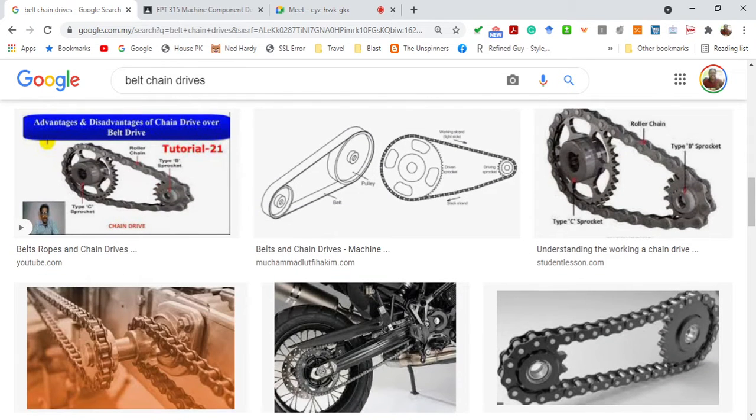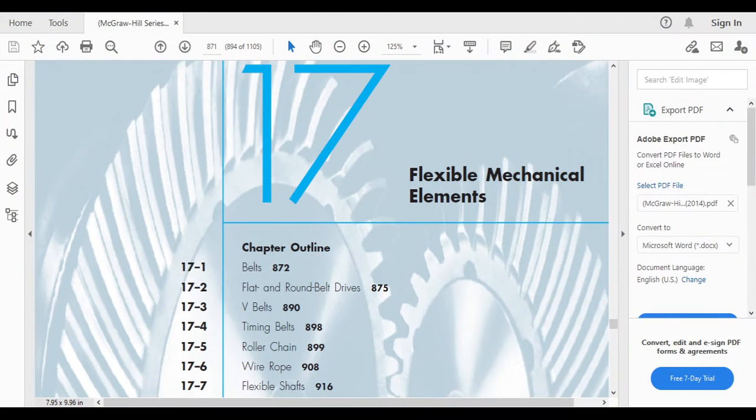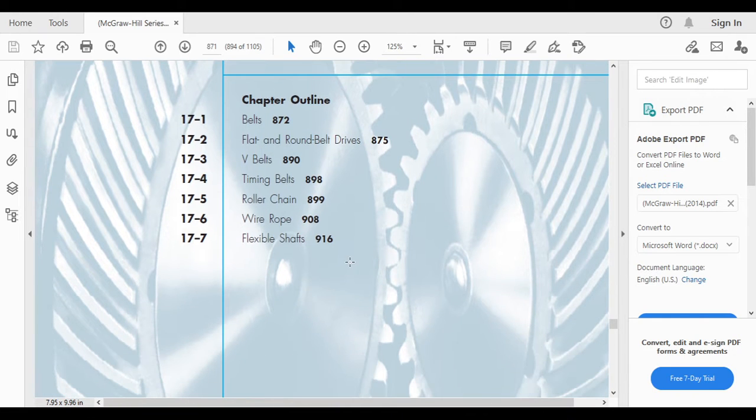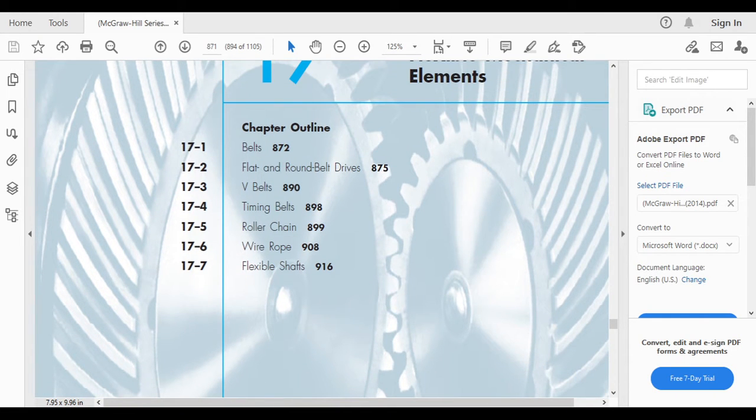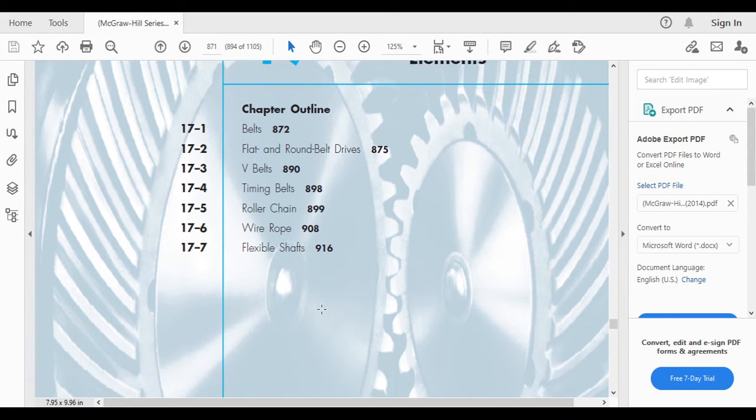Now I will go through the textbook, because the textbook will be more comprehensive than the slides. In the belting chapter we will cover these topics: flat belt, round belts, V belts, timing belt, roller chain, wire rope, and flexible shaft.